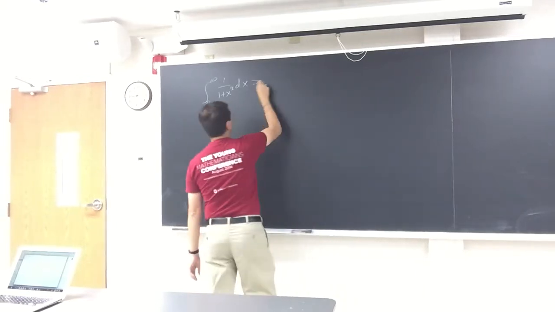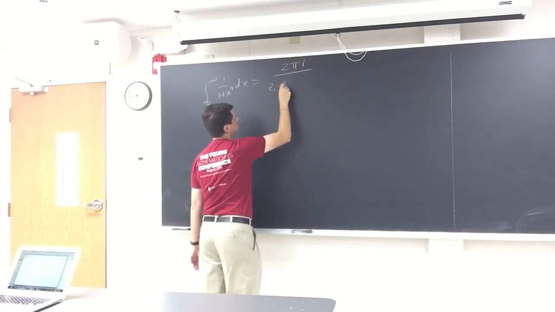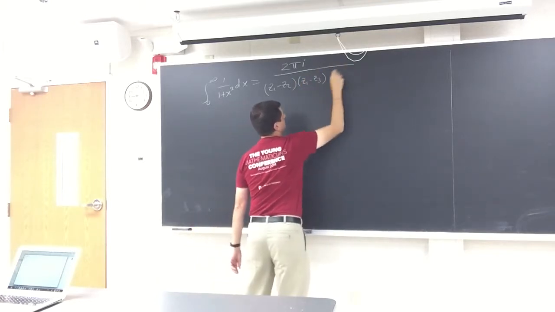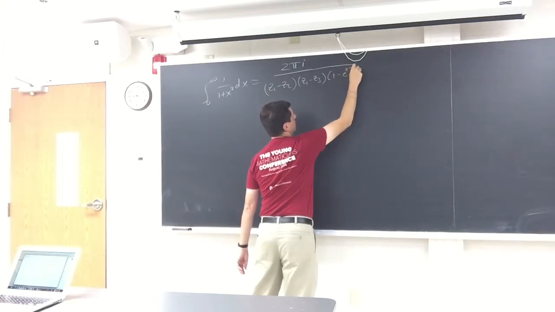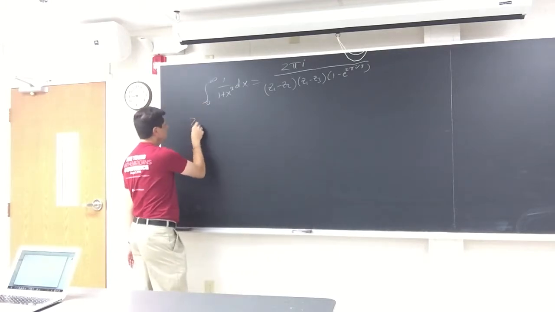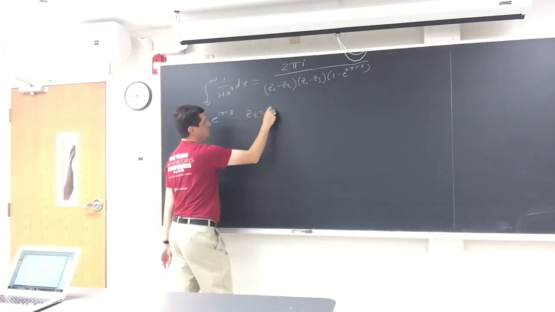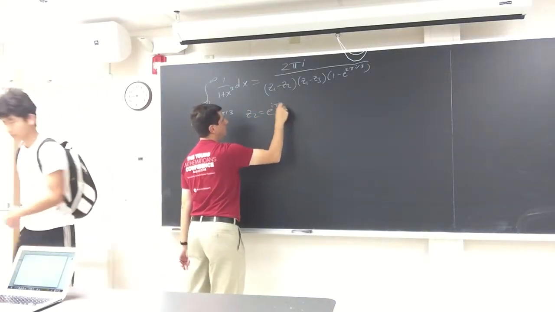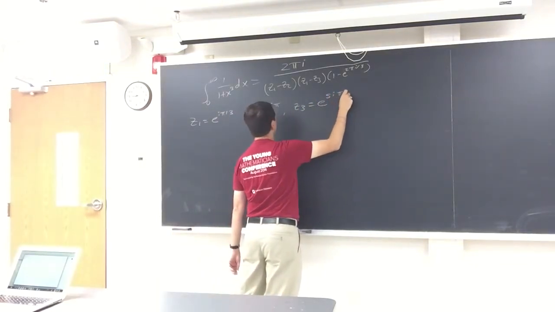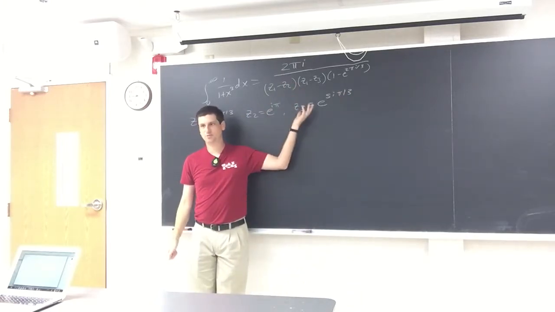So the answer we got was 2 pi i over (z1 minus z2)(z1 minus z3), and then 1 minus e to the 2 pi i over 3. And here, z1 was e to the i pi over 3, z2 was e to the i pi, and z3 was e to the 5i pi over 3. And so we plug all this in, and we have an expression.